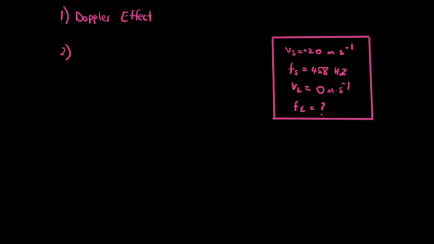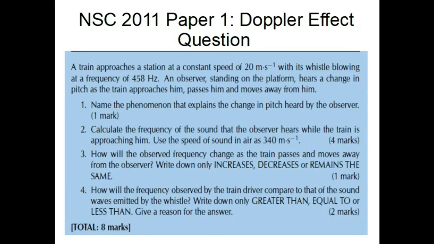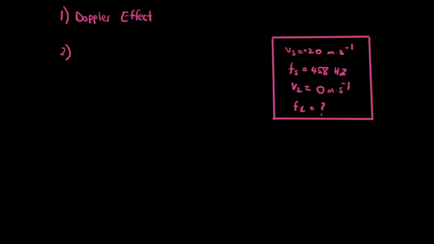And question 2 reads as follows. Calculate the frequency of the sound that the observer hears while the train is approaching him. Use the speed of sound in air as 340 meters per second. What I've done here for you is you should have written this down on the right hand side of your page. The piece of information that I did not put down was 340 meters per second as our V. That is our speed of sound in air. But that's already given in the question, so that's why I did not take it down. It's kind of counterintuitive.